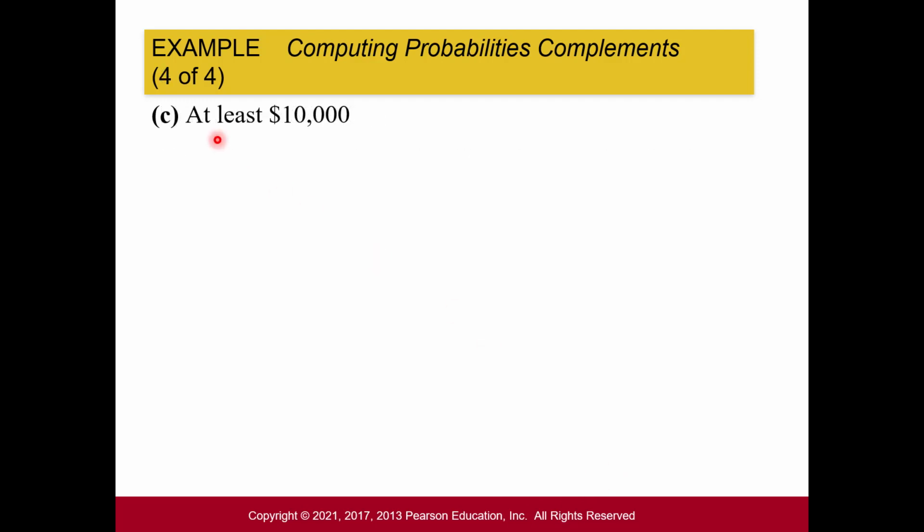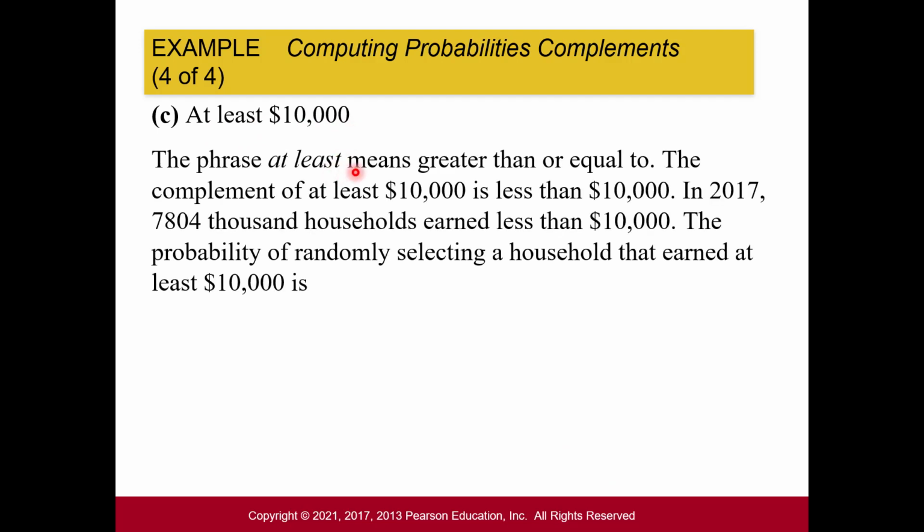All right, now let's compute incomes of at least 10,000. At least 10,000 means greater than or equal to, so we need to be careful about that. What we could do is find all the relative frequencies and add them up for all the categories other than the first one, which was less than 10,000. But the faster way, again, is to use the complement. The complement of at least 10,000 is less than 10,000, because remember, at least 10,000 means 10,000 or more.